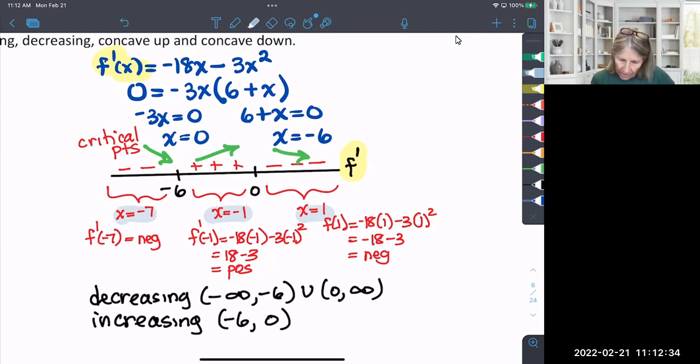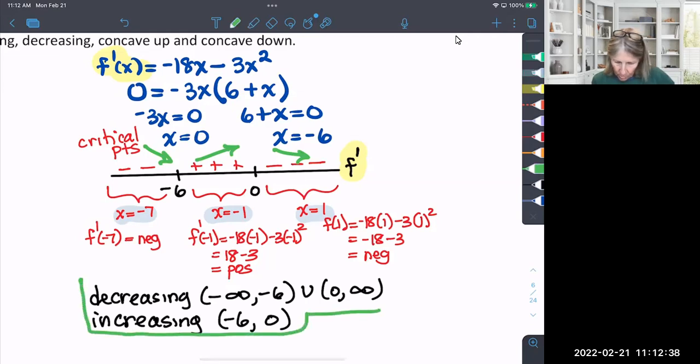And so then here is my final conclusion. Remember what the problem asked for. It says, where is it decreasing and increasing? And here it is. So I'm just labeling this using my number line to get my information.